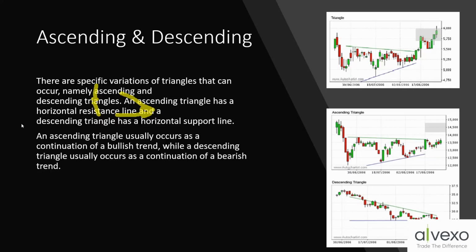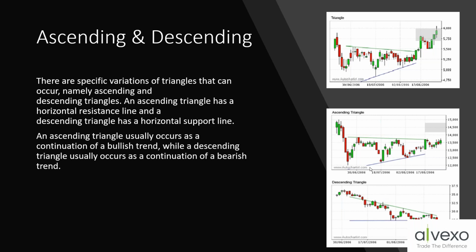Now, there are specific variations of triangles that can occur, namely ascending and descending triangles. They're hard to spot, and like I said, you don't have to remember the difference. We can see over here a descending triangle. A descending triangle normally occurs in a downtrend, and we have a horizontal support line and a resistance line, with the resistance line moving down to a straight support line.